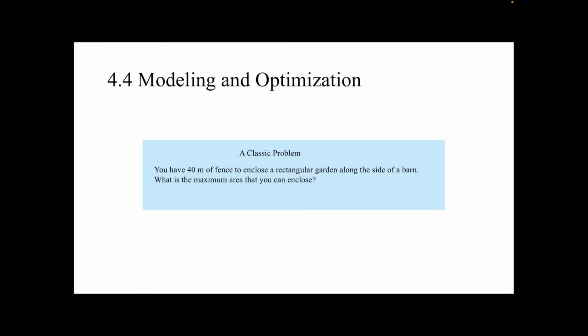A typical question is something like this. You have 40 meters of fence enclosed in a rectangular garden along the side of a barn. What is the maximum area that you can enclose? So we're looking for the maximum area here. All right, so let's look at this question.